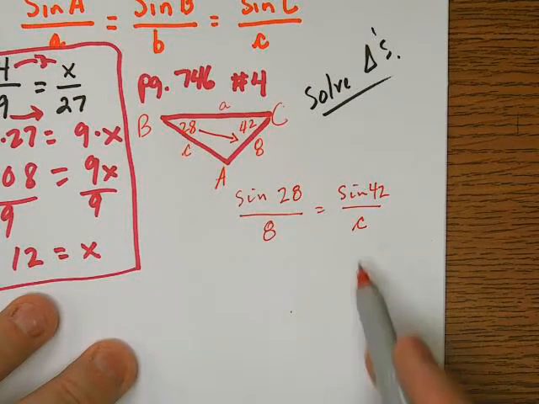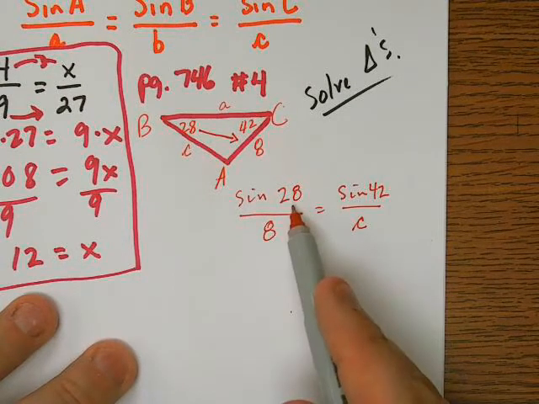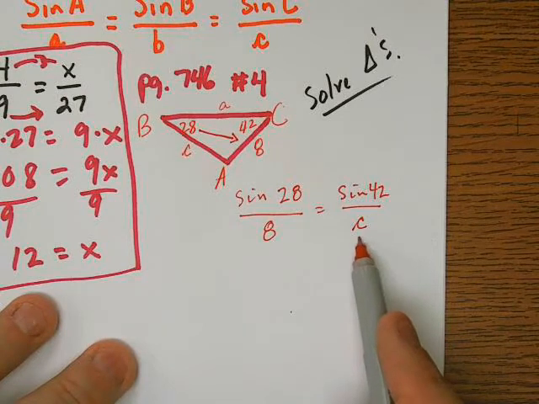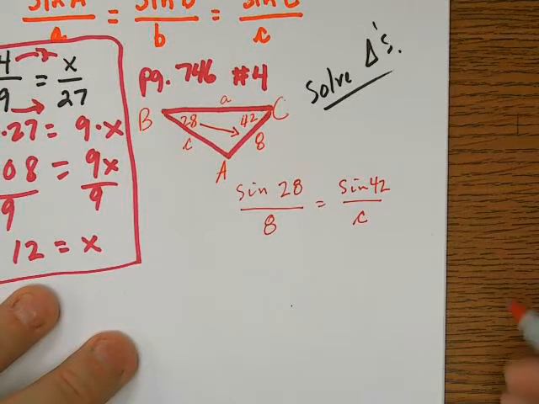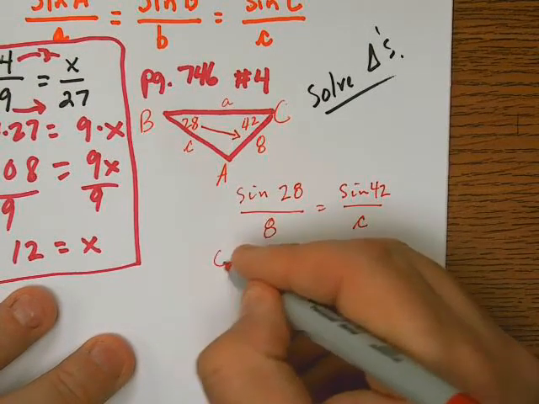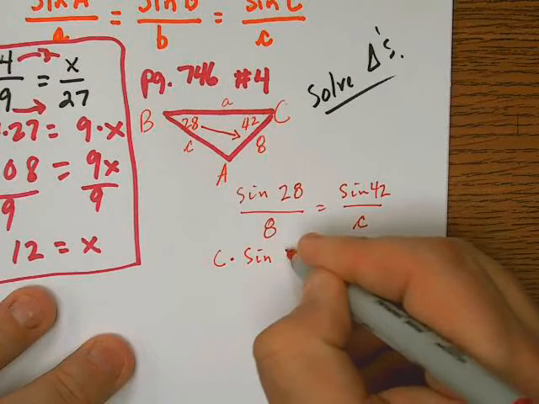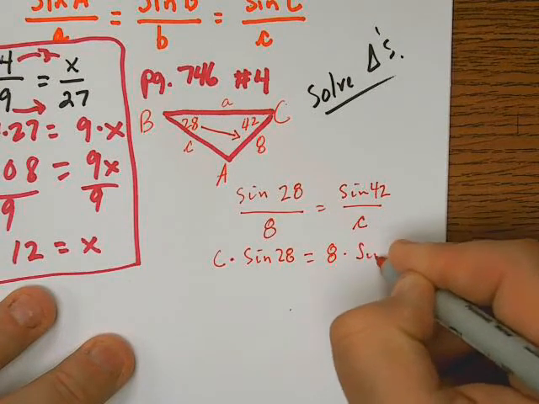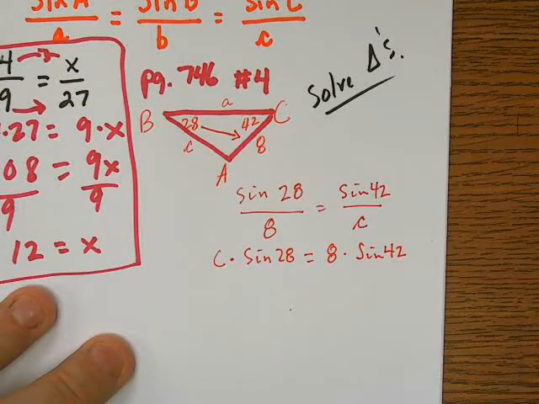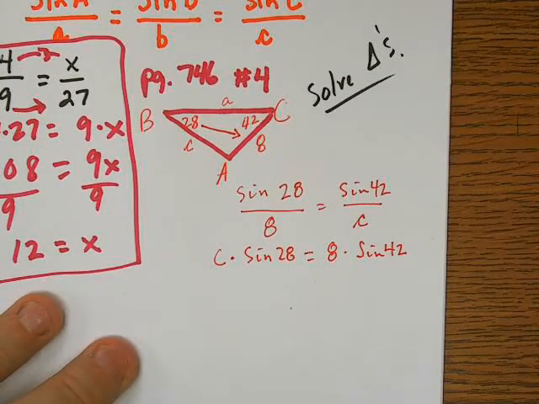I don't know if the sine of 42 is 2 times 28, and so that would make C equal to 16. I don't know. So I actually have to cross multiply and divide. Okay? So here we go. We're going to take C times the sine of 28, and that's equal to 8 times the sine of 42. Everyone okay there? That's just the cross multiplication. Aaliyah, we good?